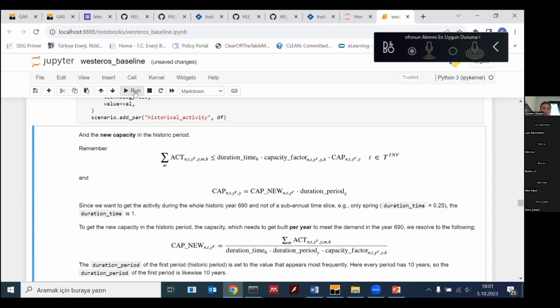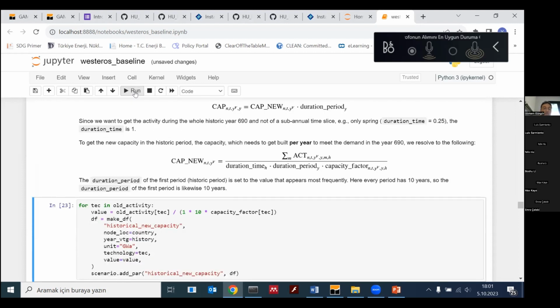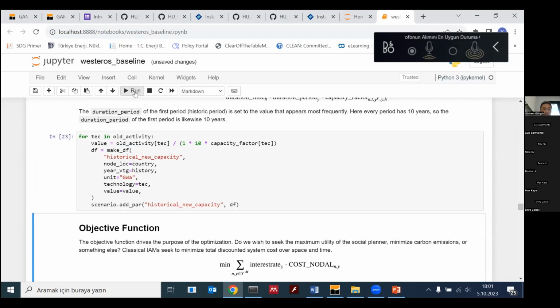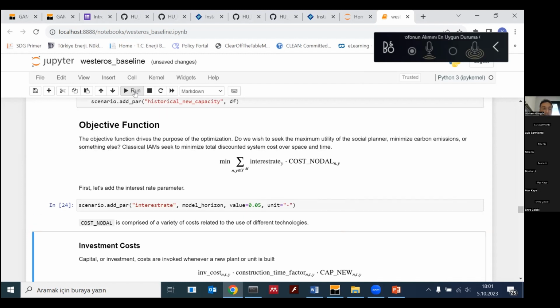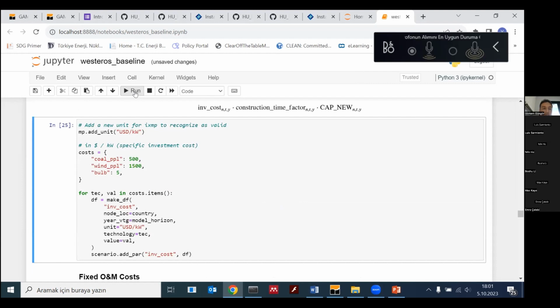So to avoid this major transition in the base year, in the first year of the model, we have to apply soft constraints so that we can calibrate for the first modeling year. And our objective function is again the minimization of the total discounted energy system cost. We have the investment costs where coal is cheaper and wind power plant is more expensive.